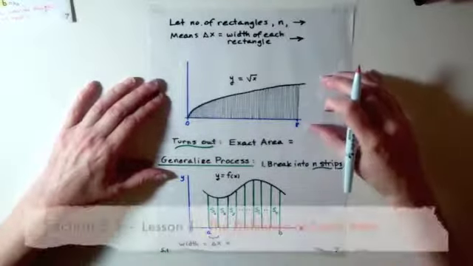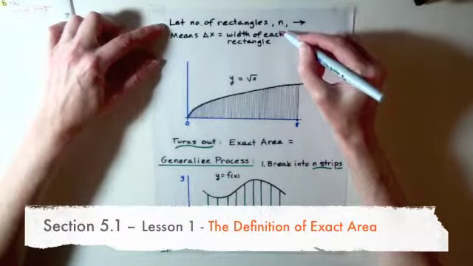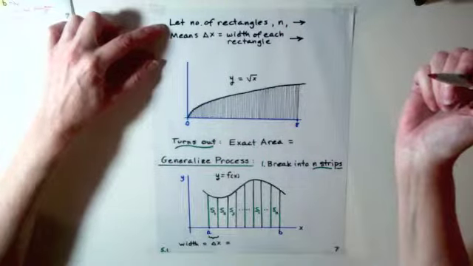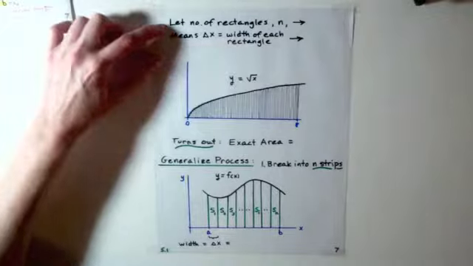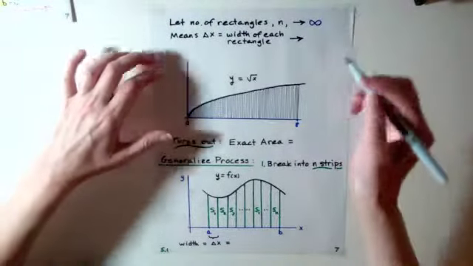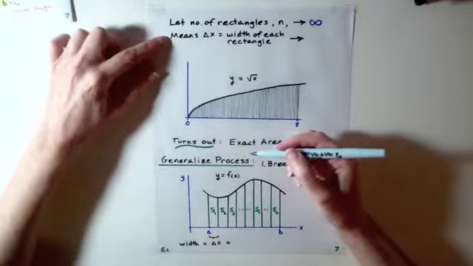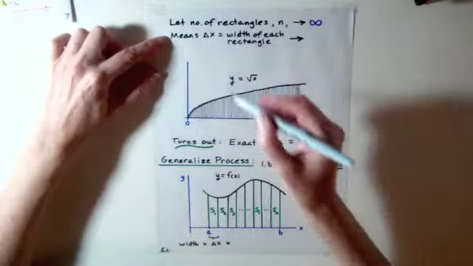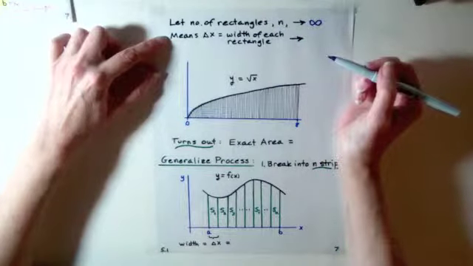Now, you've probably guessed it. Let the number of rectangles n get larger and larger, but to get the exact area, what would we have to do? We would have to let n go to infinity. If we could somehow let the number of rectangles go to infinity, we would have the exact area under the curve. What does that mean about the width of each rectangle, delta x, if the number of rectangles is going to infinity?